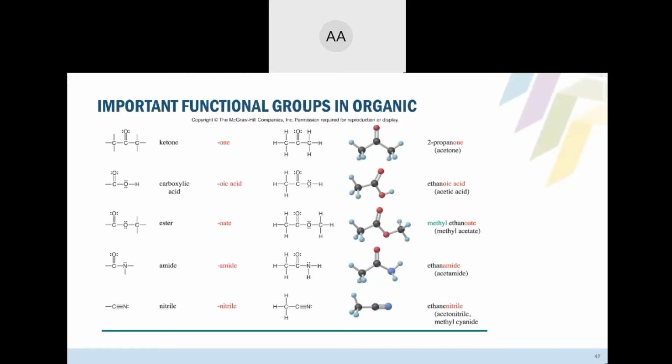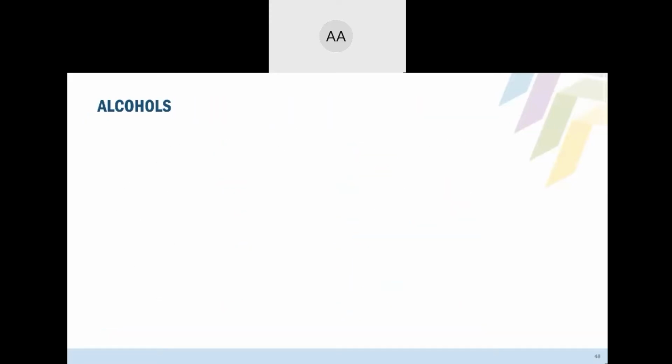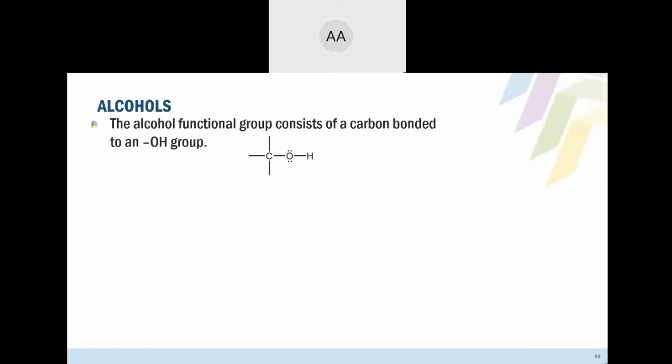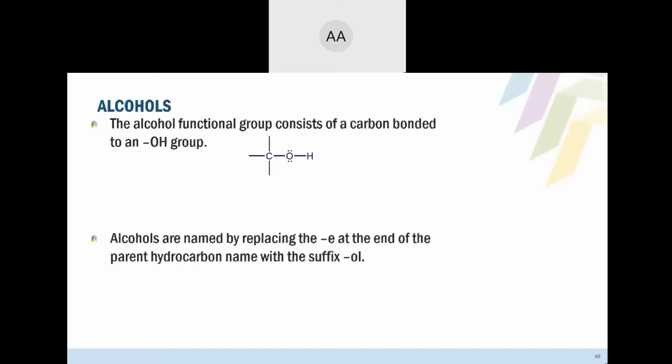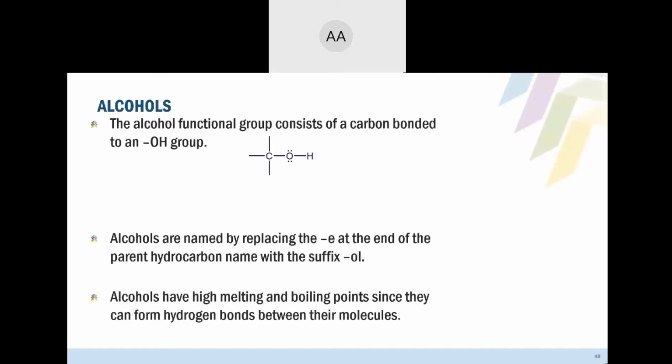Let's start by looking at alcohols, shall we? So, the alcohol functional group consists of a carbon bonded to a hydroxyl or OH group. Alcohols are named by replacing the E at the end of the parent hydrocarbon name with the suffix -ol. Alcohols have a high melting point and boiling point since they can form hydrogen bonds between their molecules.